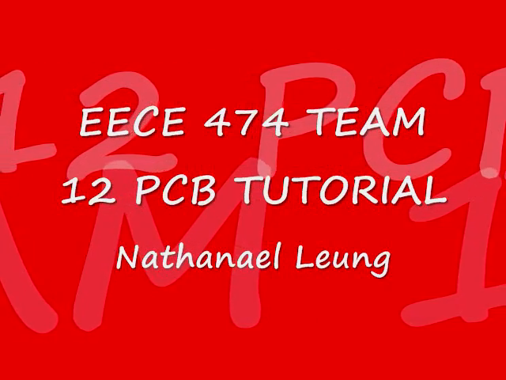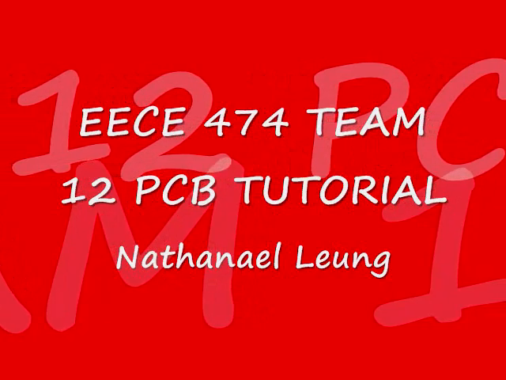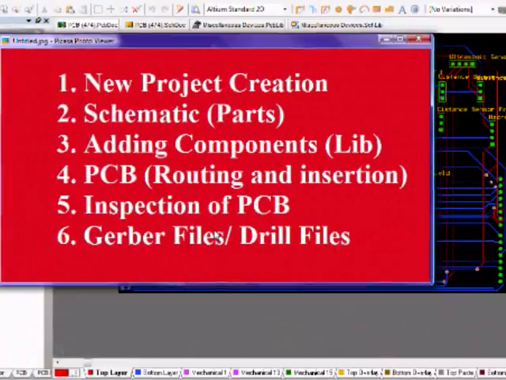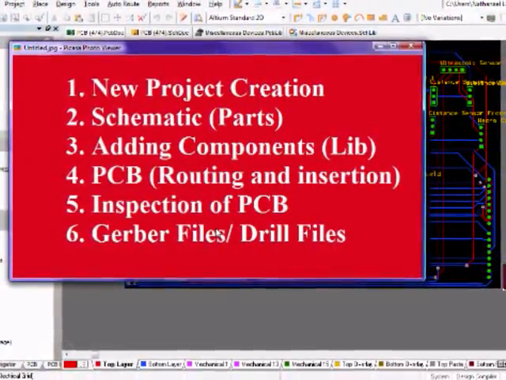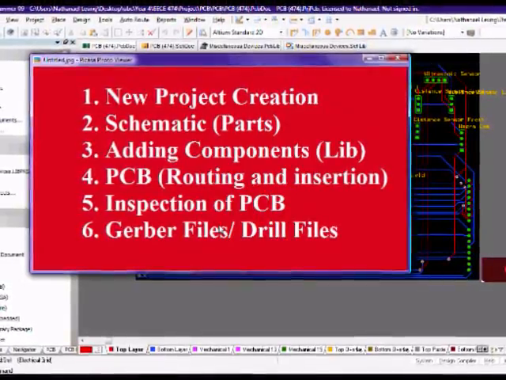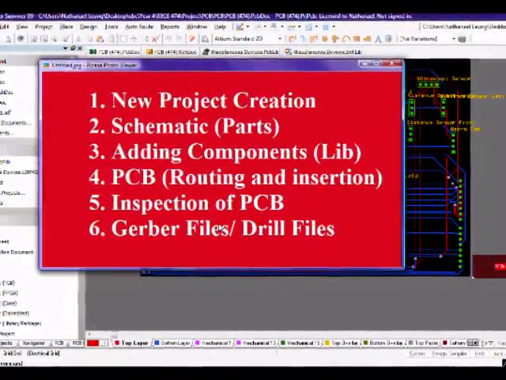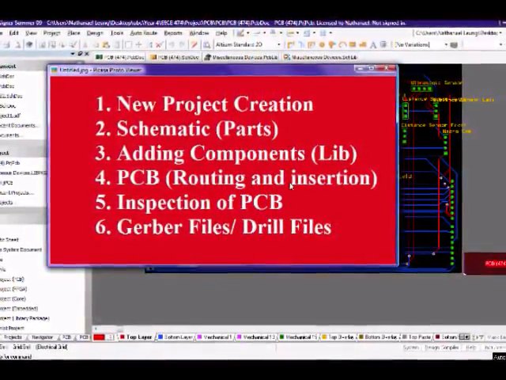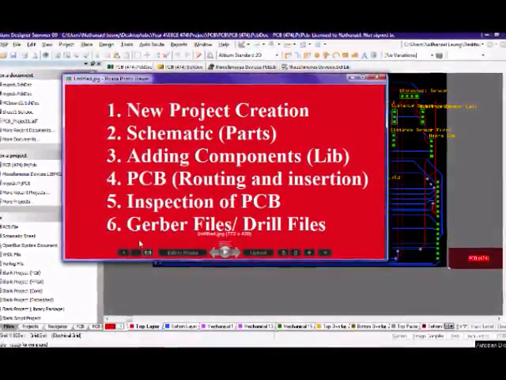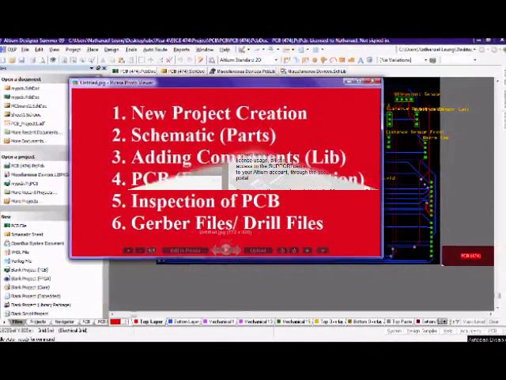My name is Nathanael Leung. In this tutorial, we'll go over the steps to create a PCB. The production of the PCB consists of 6 crucial steps. Number 1, new project creation. Number 2, schematics. Number 3, adding components. Number 4, the PCB routing insertion. Number 5, the inspection of the PCB. And number 6, the Gerber files, or the drill files.